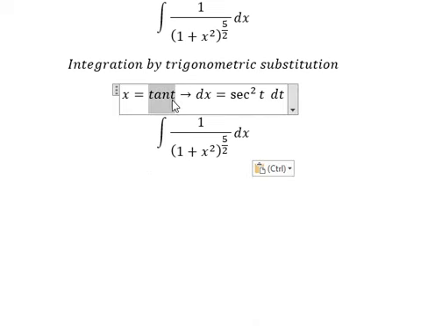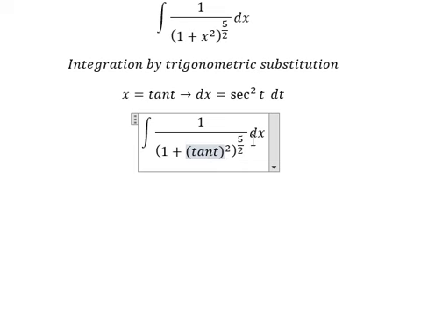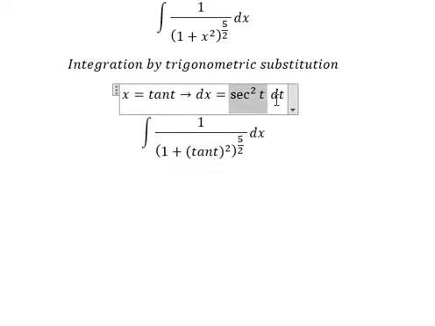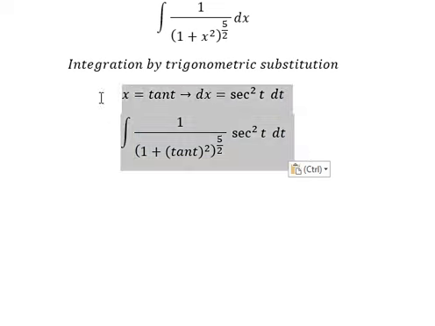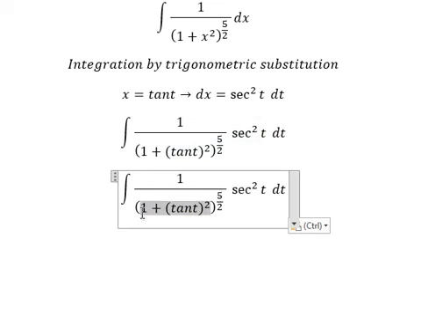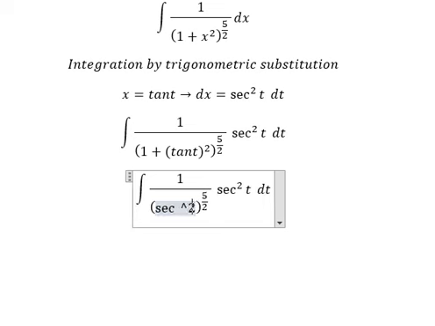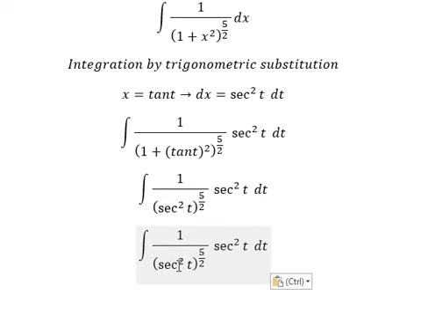So I will put this in here. dx we change for this, which is secant squared t. So the power number 2 with the power 5 over 2: 5 over 2 multiplied by number 2, so we have number 5.